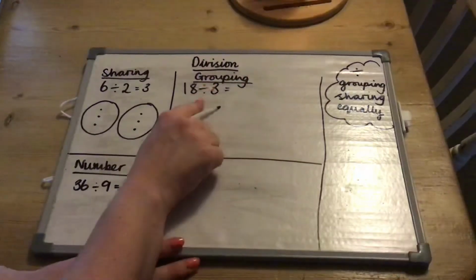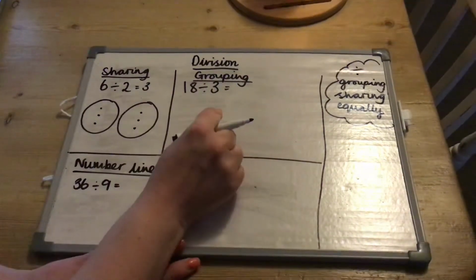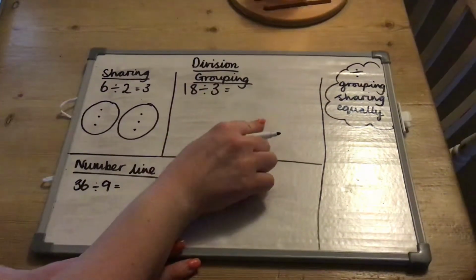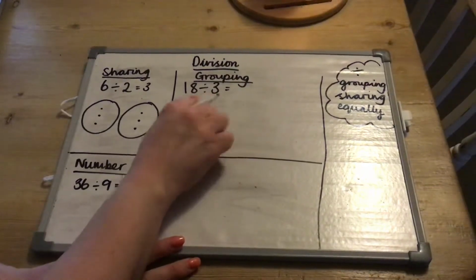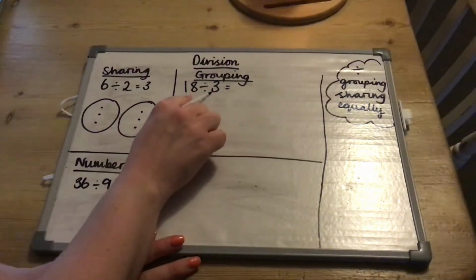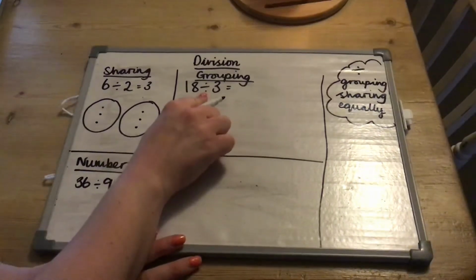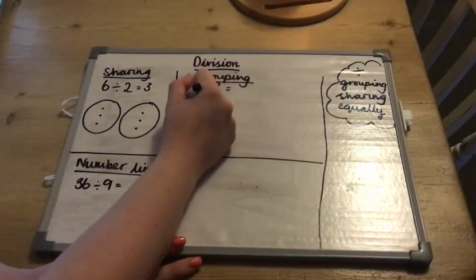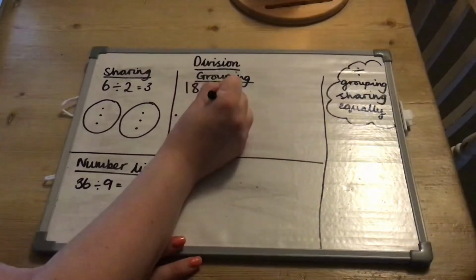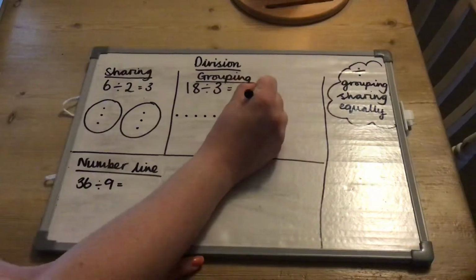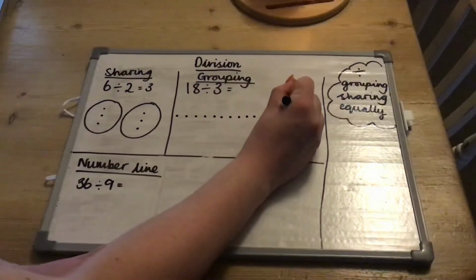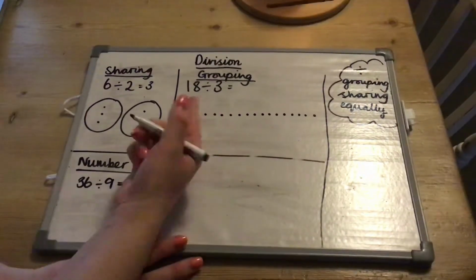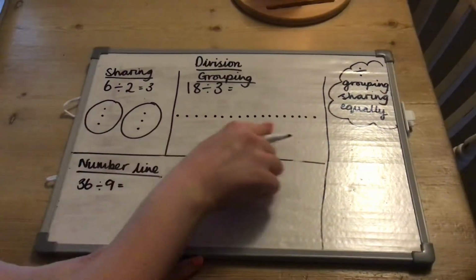Moving over to grouping. Grouping is slightly different to sharing. We start off by drawing our dots, and then we put the dots into groups of 3, because our sentence here tells us today that we have 18 objects, 18 dots, and we want to share them equally into 3 groups. Now, we're going to do that this way. We're going to go 1, 2, 3, 4, 5, 6, 7, 8, 9, 10, 11, 12, 13, 14, 15, 16, 17, 18.